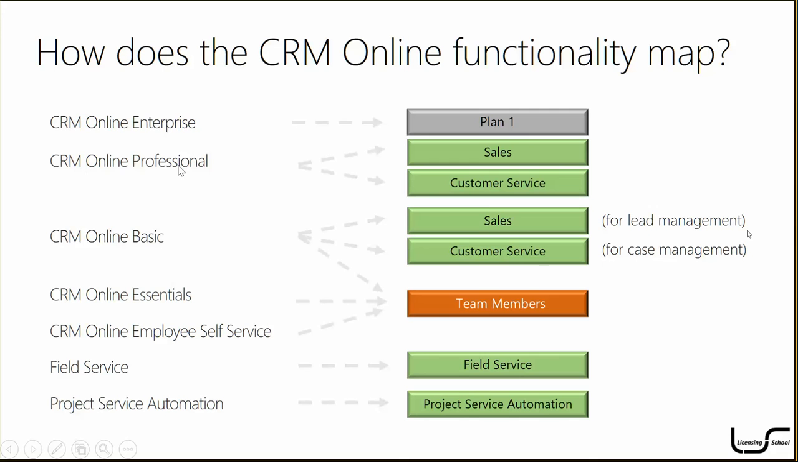CRM Online Professional, the functionality there has been split. If you want to do the sales stuff, you would just renew for the Sales app. If you wanted to do the customer service bit, you would just renew for that app. So with CRM Online Professional, it could be that you'd bought that license because you wanted the sales functionality. You only have to renew that one app. You might want both apps, in which case it would be better to go to a plan, of course.